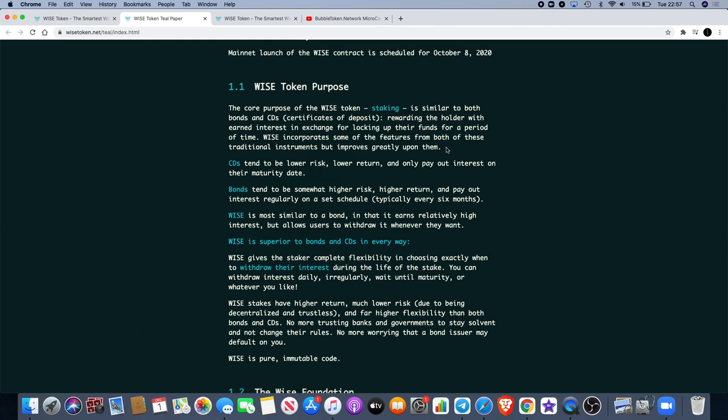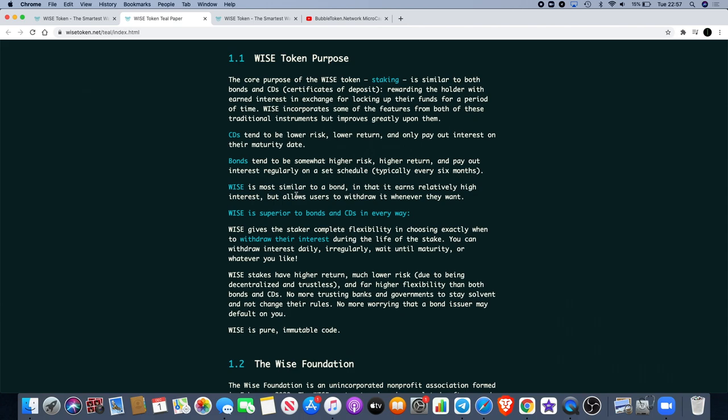Wise incorporates some of the features from both of these traditional instruments, but improves greatly upon them. So it's incorporating features both from certificates of deposit and of bonds. So CDs tend to be lower risk, lower return, and only pay out interest on their maturity date. So you can't just withdraw your interest or your rewards straight away. You have to wait until it's fully matured before you can get your rewards out and bank that, okay?